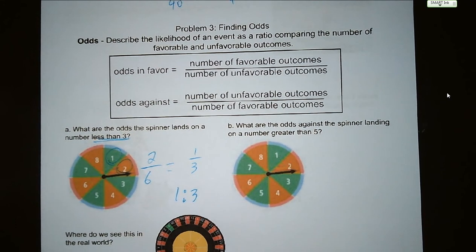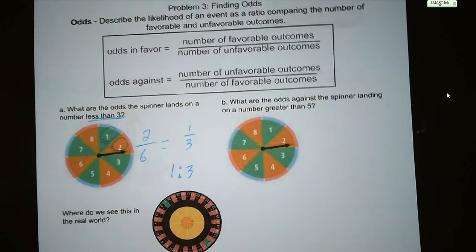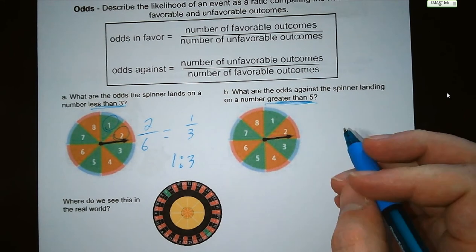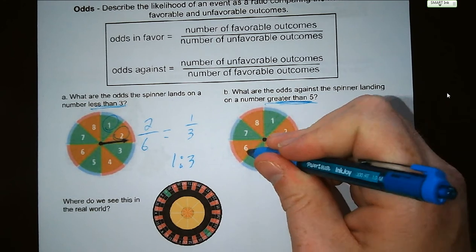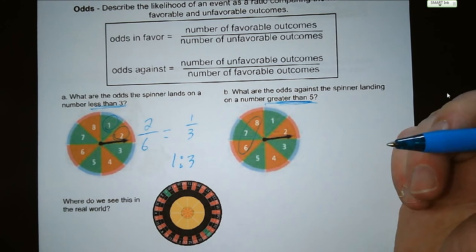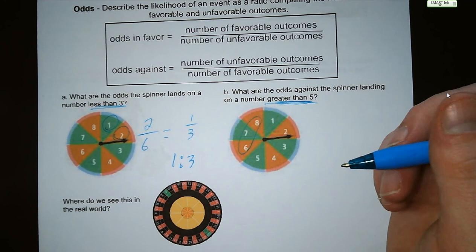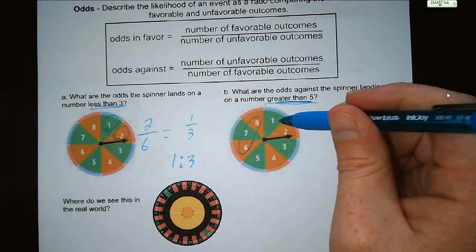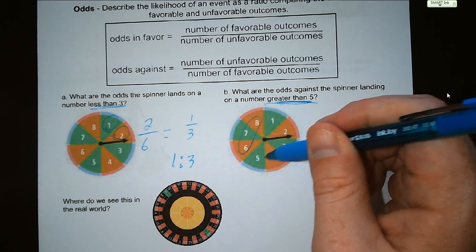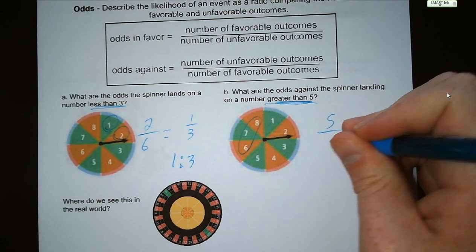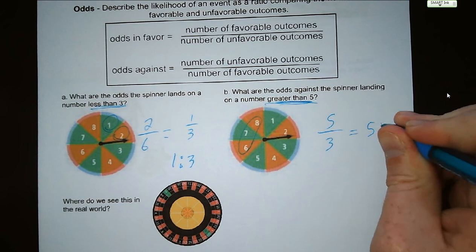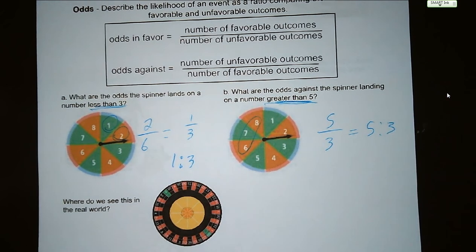Okay. What are the odds against a spinner landing on a number greater than 5? Well, greater than 5 would be 6, 7, and 8. What are the odds against it? So it would be unfavorable, so it would be these others, which would be 5, over the favorable, which is 3. We could also write it as 5 to 3.